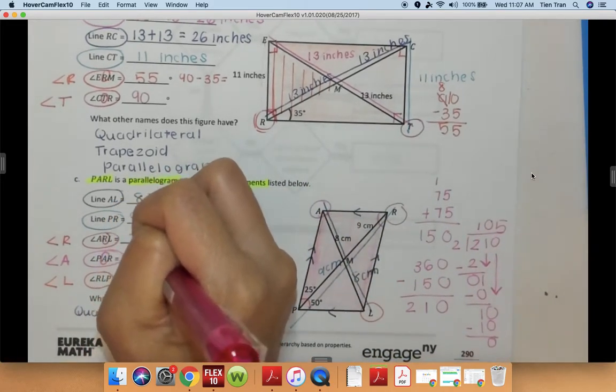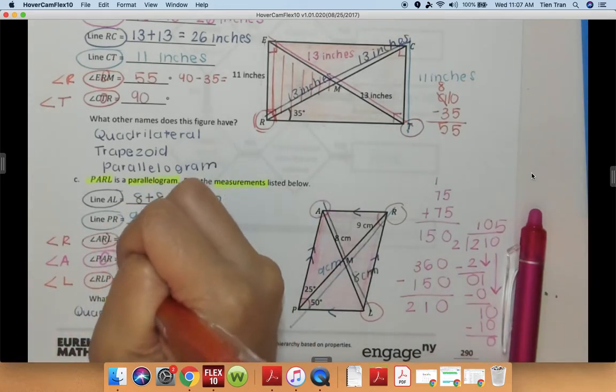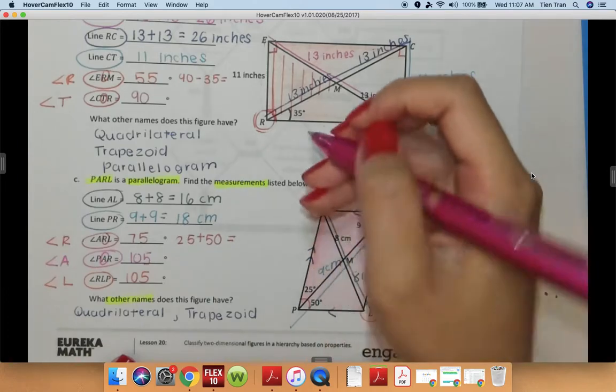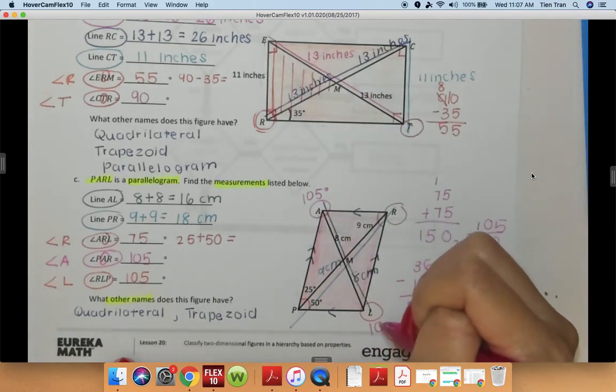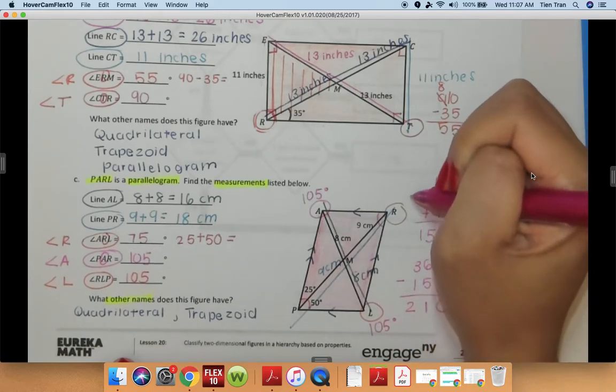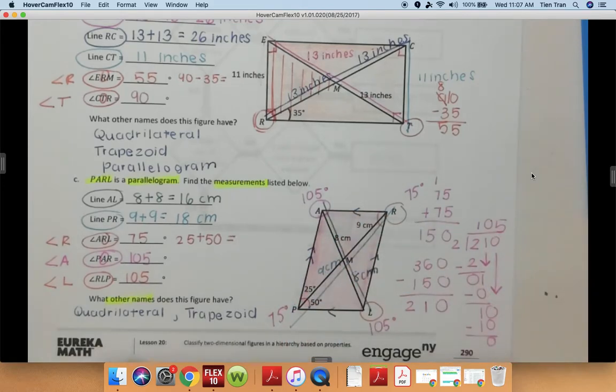So this one is 105 degrees, which means the angle L is also 105 degrees. So this measurement is 105 degrees. Angle L is also 105 degrees. Angle R, we figured out earlier, was 75 degrees, and angle P is 75 degrees as well. All together is going to give you 360 degrees. I'm going to turn the page.